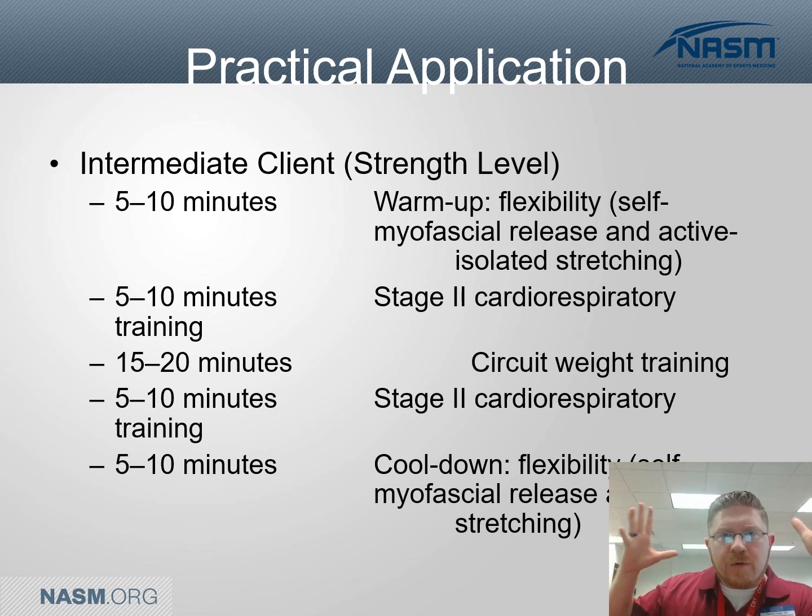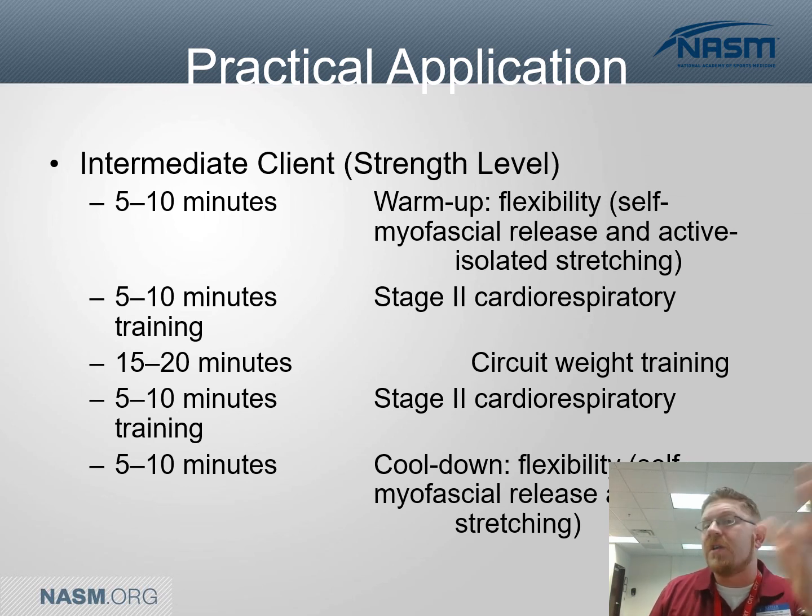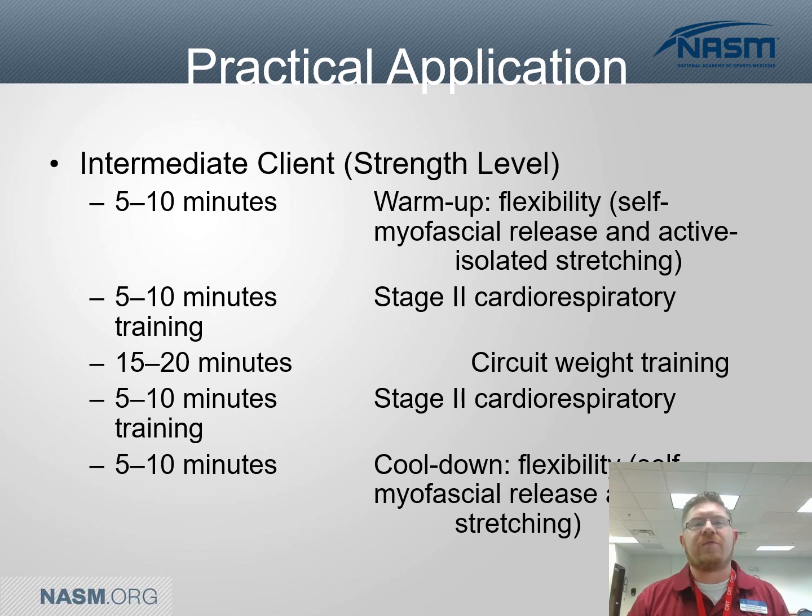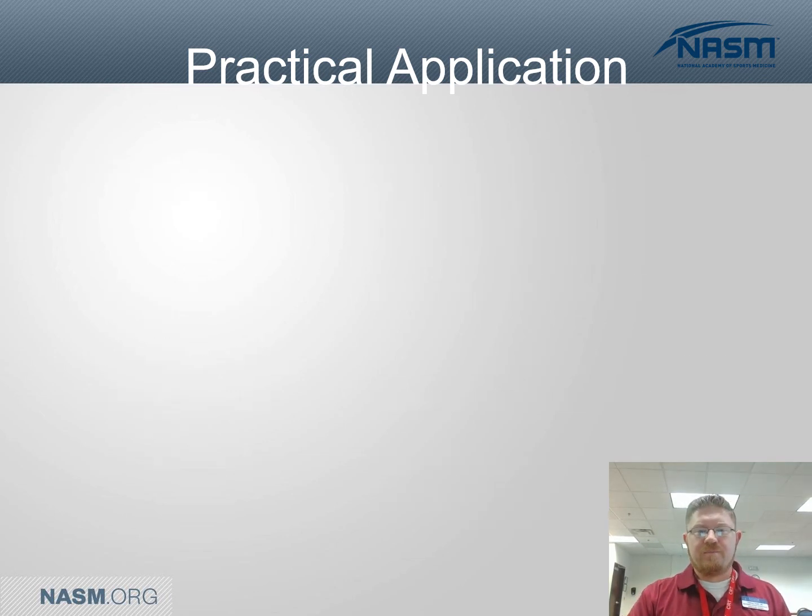Check out how this works. So this is breaking down a full hour session for you. 5 to 10 minutes spent in warm-up, right? Do a little flexibility, self-myofascial release, some active isolated stretches, all those things you're going to be practicing. Then, if they're in strength level, you can put them into some stage 2 cardio for 5 to 10 minutes. Put them in circuit weight training for 15 to 20 minutes. Do a little more cardio, and then cool them down. And guess what, folks? That's your money. That's your hour. And you just did a whole bunch of stuff with someone, and they got a lot of benefits and a lot of different components of fitness.